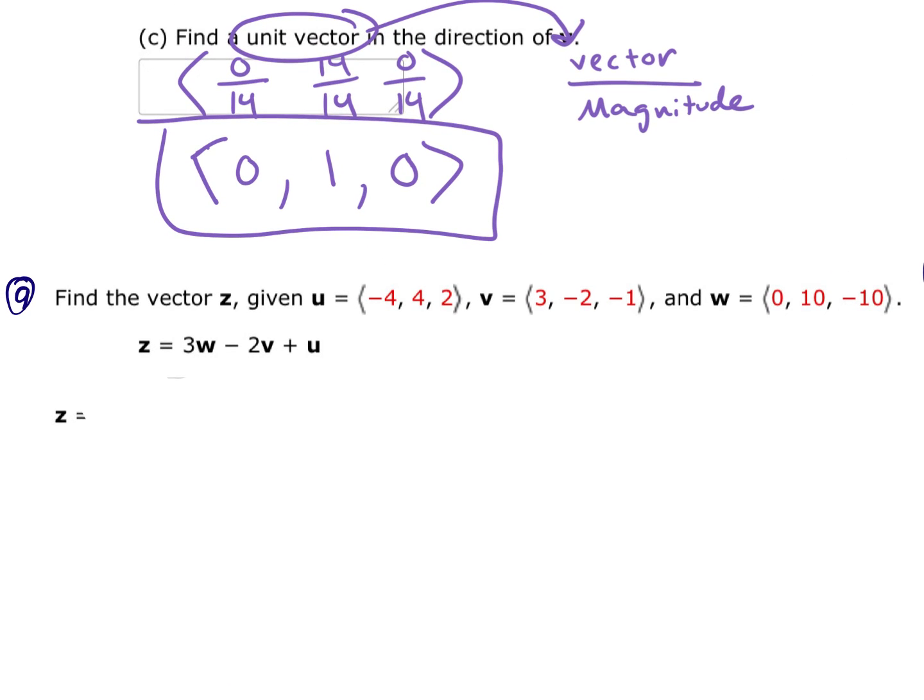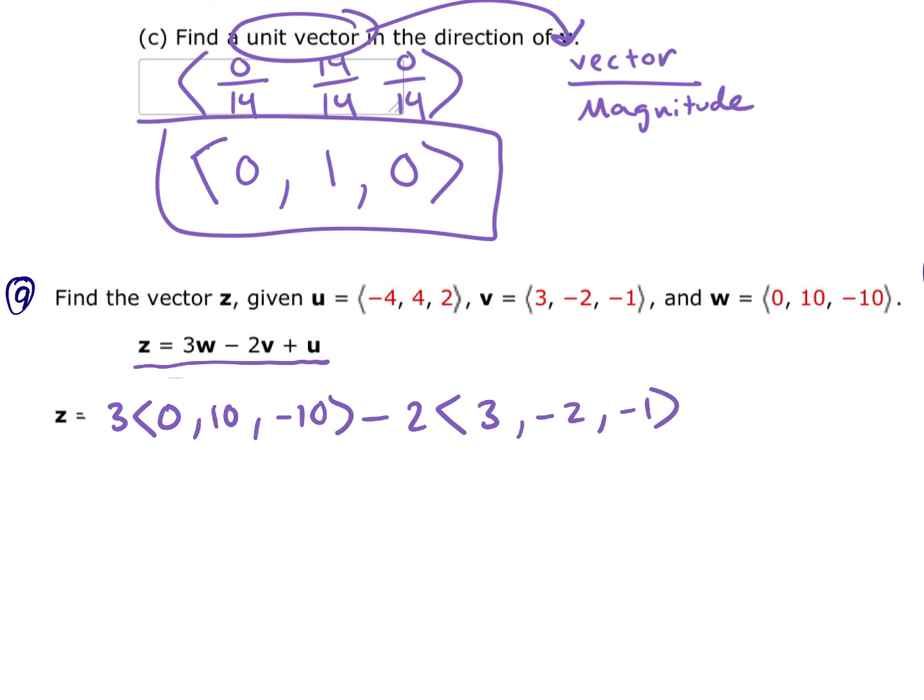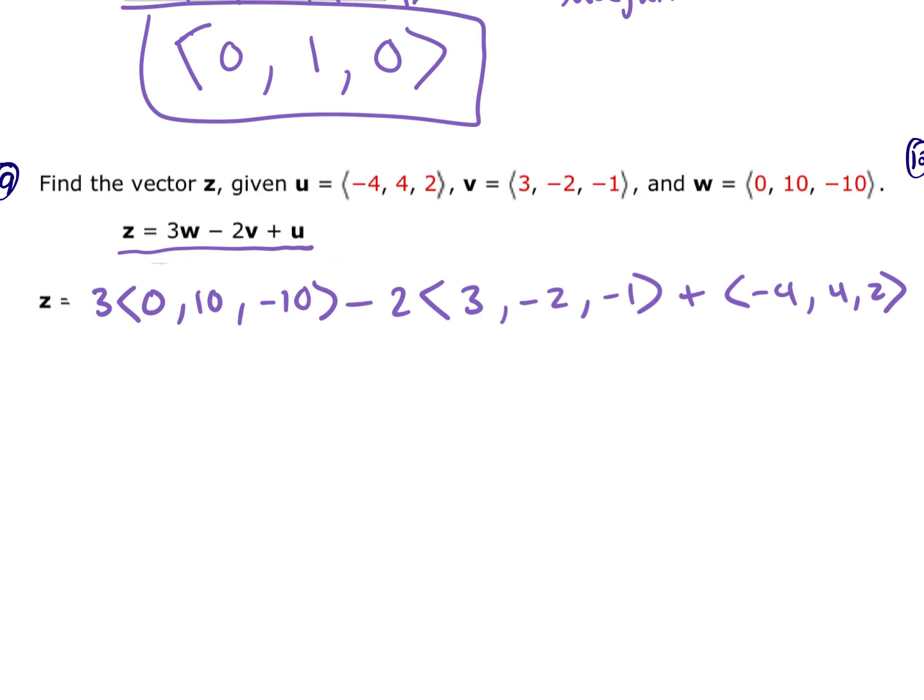So 9, we just want to plug our vectors into the equation that it gives us and then solve. So I have 3 times vector W, which is the one all the way to the right, so 0, 10, negative 10, minus 2 times vector V, so 3, negative 2, negative 1, plus vector U. So I would say these types of questions are where most mistakes happen because it's just a lot of little math, so be careful with your signs.